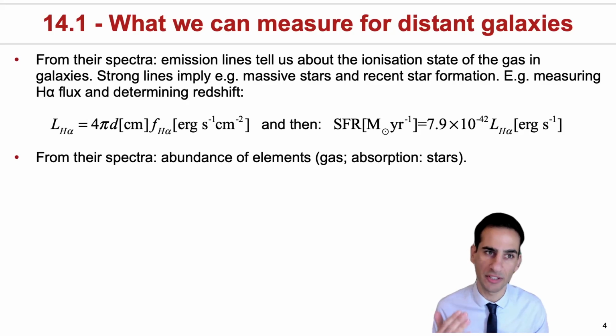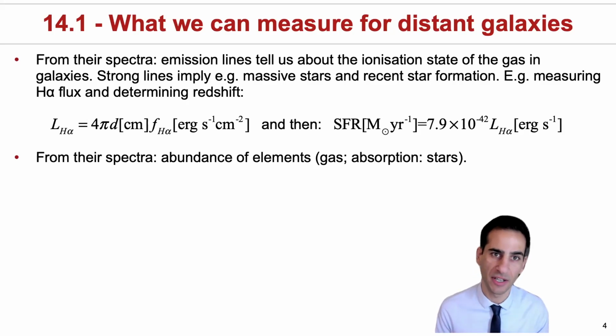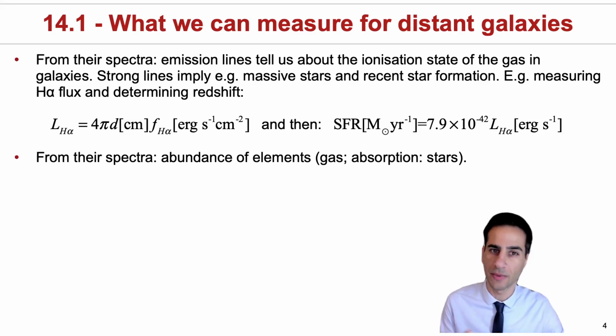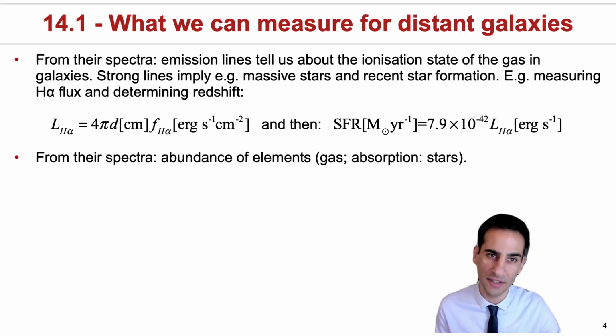In previous sections, we already saw how we could take spectra of, say, stars or galaxies to infer a lot of their properties. Specifically for galaxies, we can actually obtain a lot of information from their spectra. For example, if we take a spectrum and we see emission lines, we'll be able to study the ionization state of the gas in those galaxies. For example, the presence of some strong lines that have high ionization potentials typically implies the presence of massive stars, recent star formation, for example.